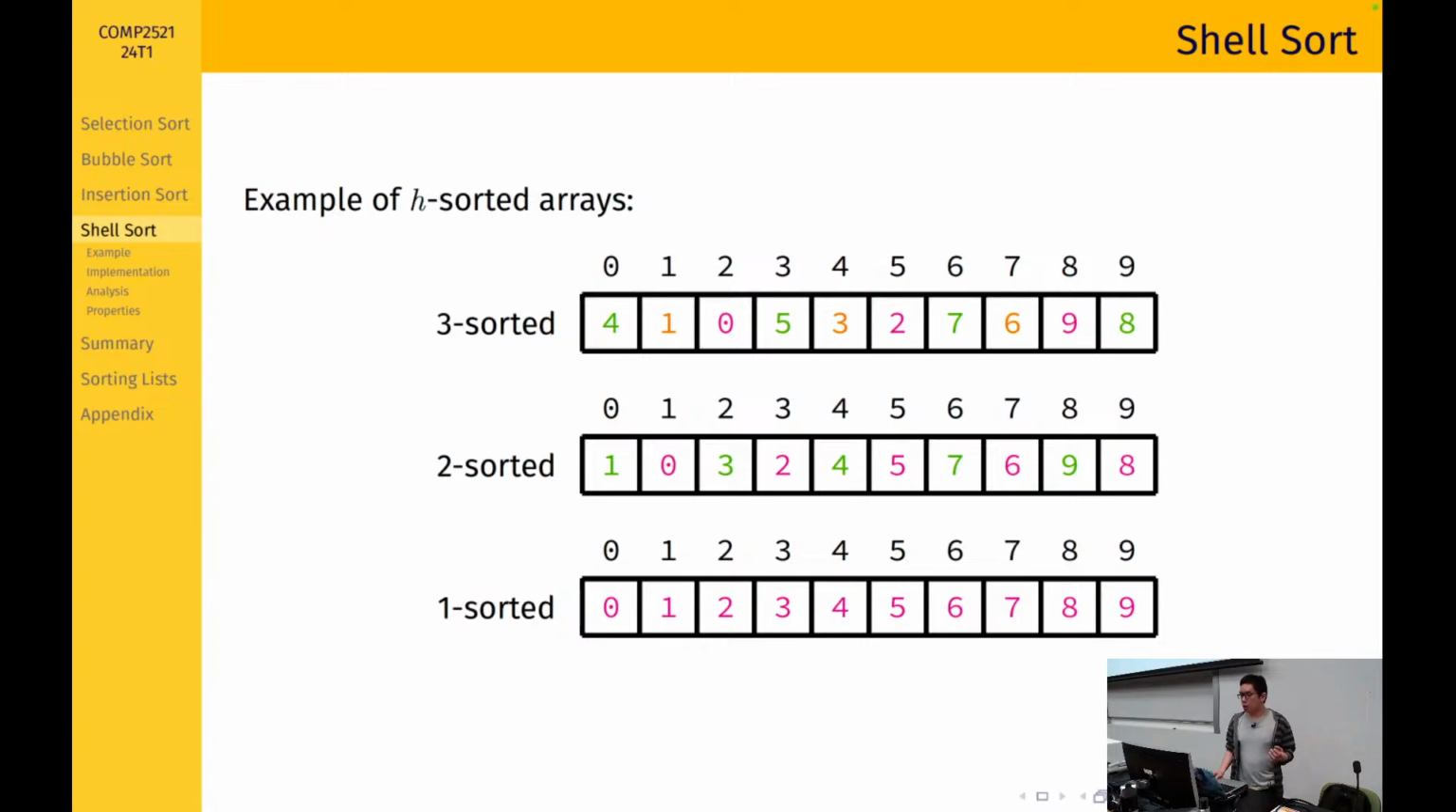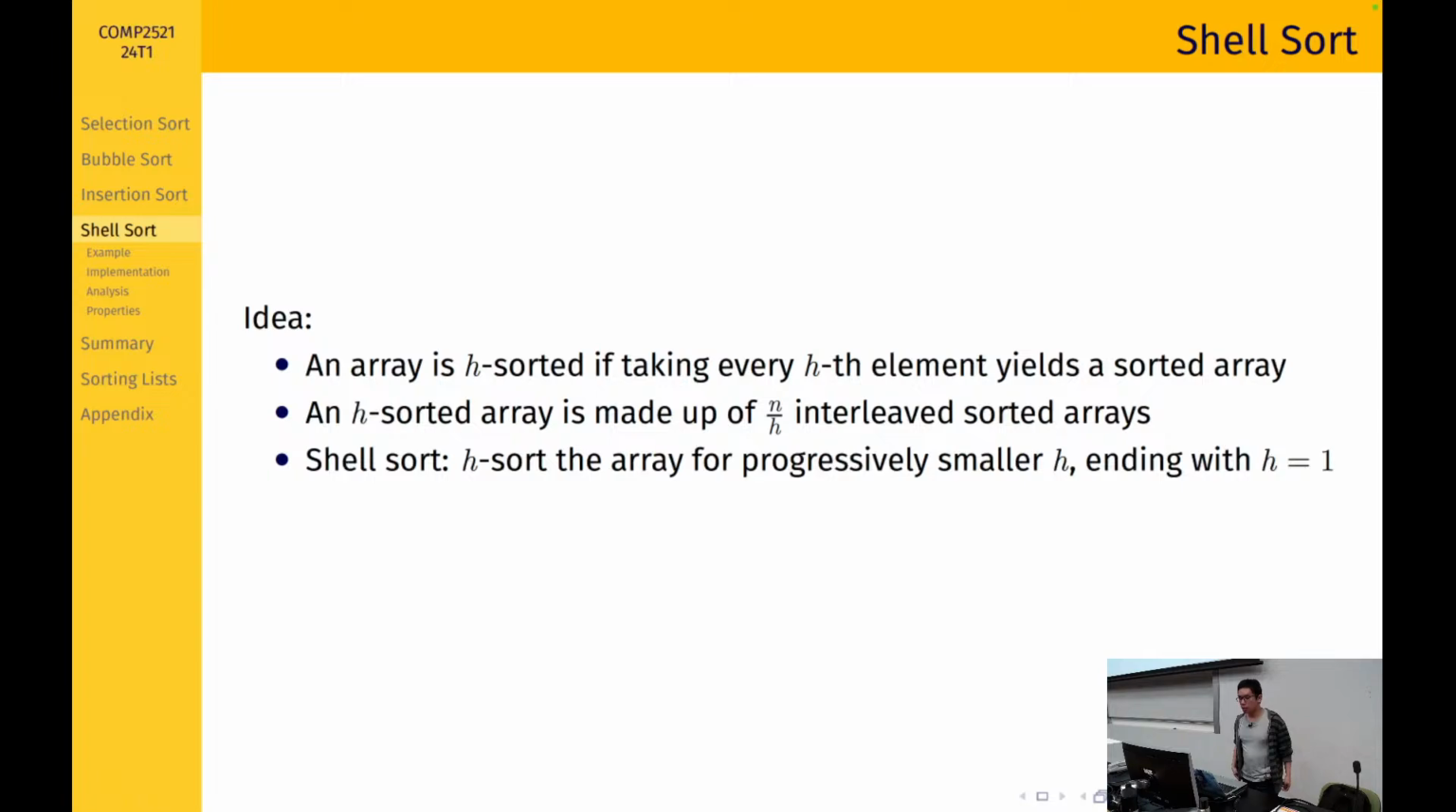So the idea of shell sort is to H sort the array for large values of H first. Again, the idea is to try to get the elements close to where they belong using large swaps. We H sort the array for large H, and then we progressively reduce the value of H, and finally we end with sorting with H equals 1. So we 1 sort the array at the end, and that will guarantee that the array is sorted.